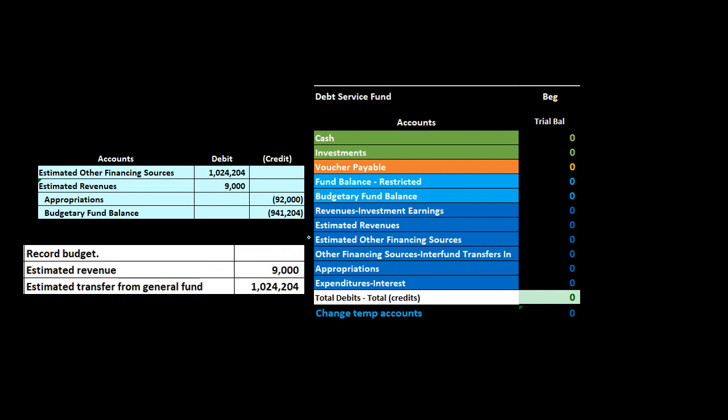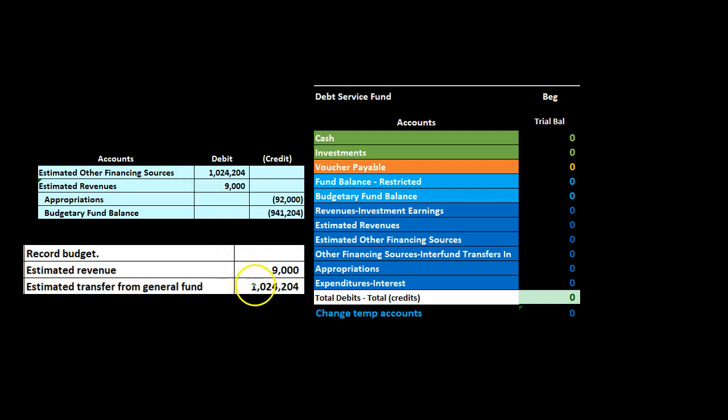Then we have the estimated other financing sources. That also is an estimated account, a budgetary account, given the fact that it has estimate in it. The estimated other financing source we're going to have is the transfer from the general fund. So here's the transfer from the general fund. Again, it's going to be similar to a revenue account. The revenue account would go up in a credit direction. Therefore, the budgetary account is going to go up in the debit direction. We're going to record that as a debit.